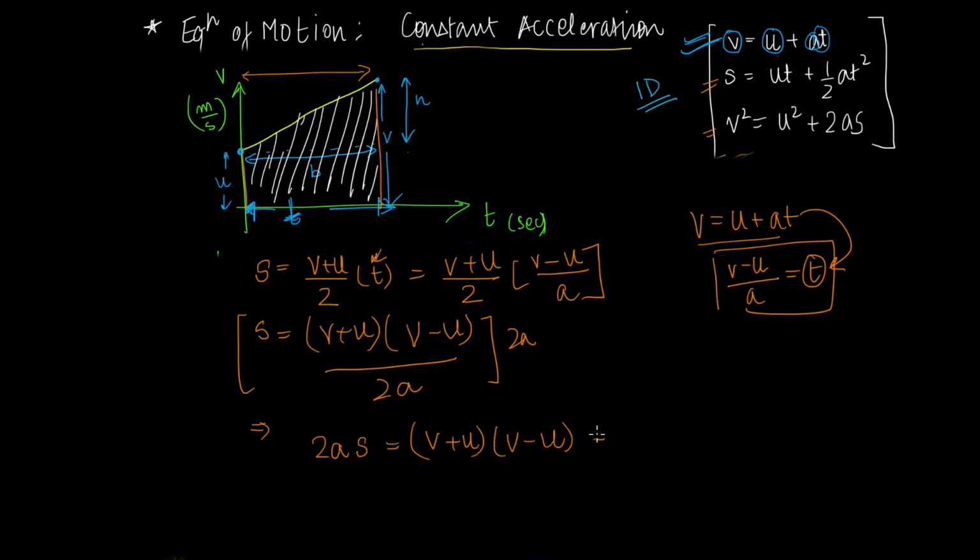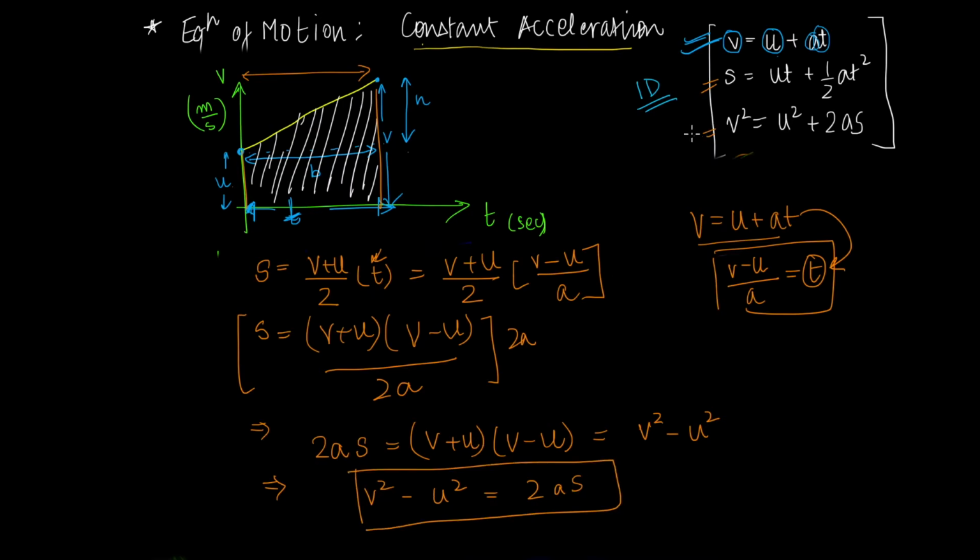Now, it doesn't take a lot to realize that this is of the form a plus b times a minus b, which is exactly of the form v squared minus u squared. If you do that, you get v squared minus u squared equals 2as. And what does that equation represent? That equation represents the third equation of the form v squared equals u squared plus 2as, or v squared minus u squared is 2as. It simply comes down to adding u squared on both sides to get that equation. So now we have the first and the last equation.